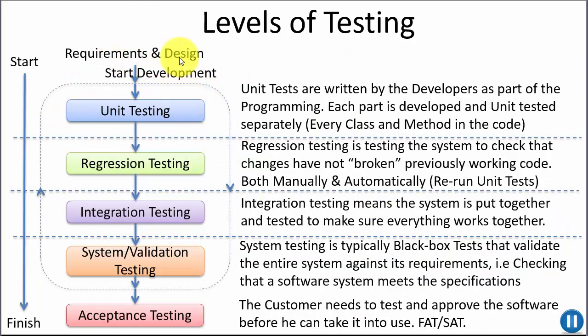So let's summarize. We have these different levels of testing. We always start by creating the unit tests, and typically unit tests are written by the developers as part of the programming, and each part of the code needs to be tested separately to make sure each piece in the code works as expected. So this is unit testing. You can either test this manually, or you can use a tool like Visual Studio to make this an automatic part of the programming. And then we have regression testing.